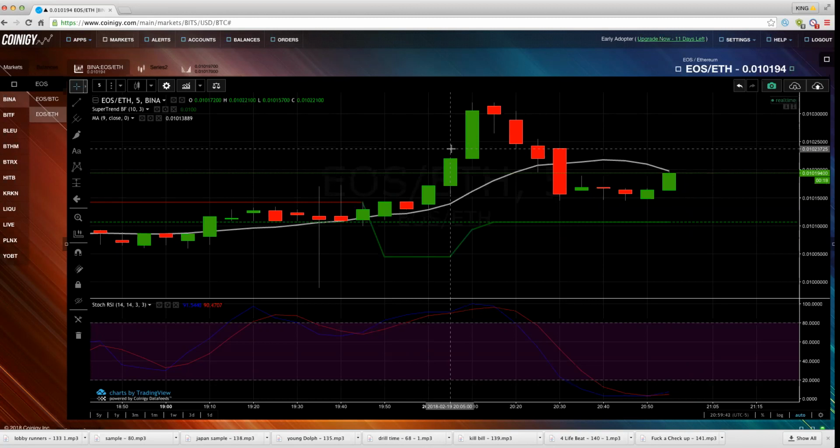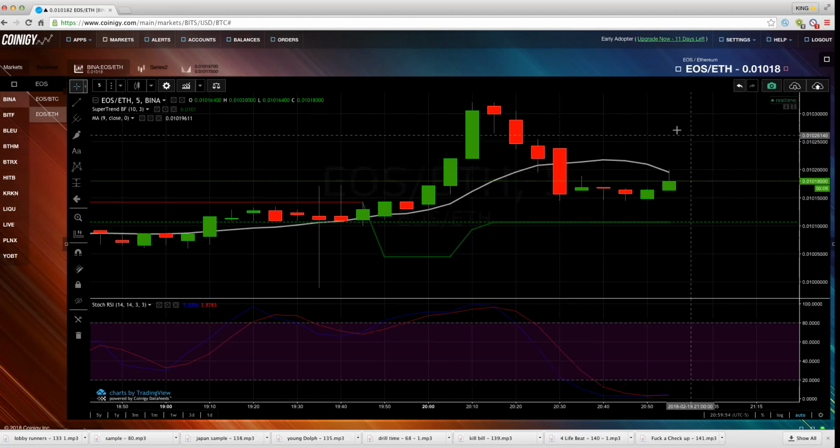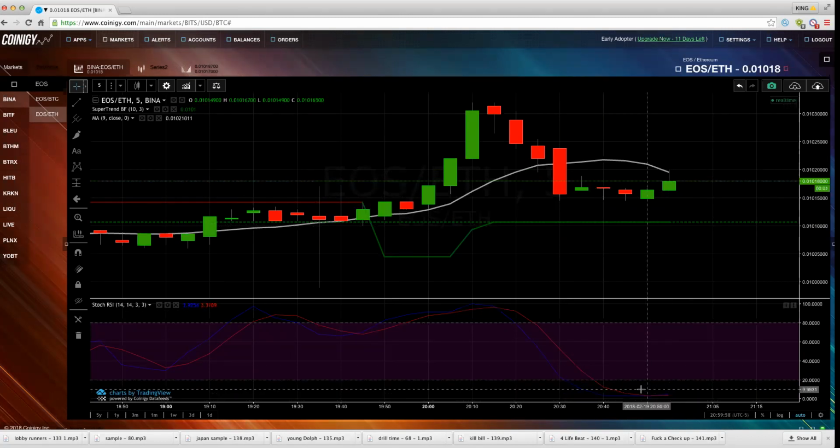I don't know what's going on with Kathy's audio, but everybody else can hear me. So we are seeing a cross on the 5 minute. Yeah, she's coming down. Stochastics, the blue line is now crossing the red, as you can see. That's letting us know that a break should be happening soon.